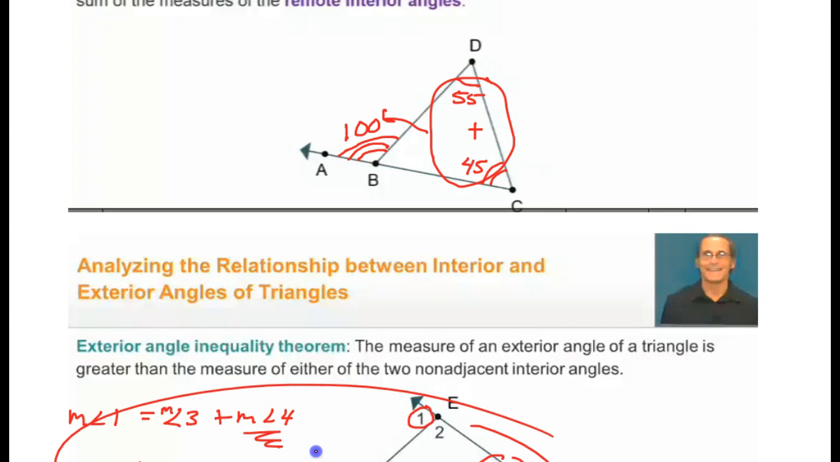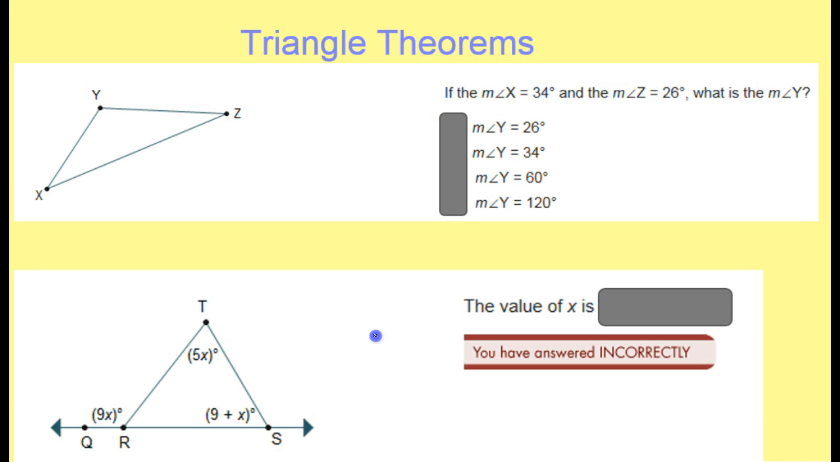Alright, now armed with those theorems, we'll refer back to them. Let's see if we can answer some questions. Okay, if the measure of angle X is 34 degrees, so this is 34 degrees, and the measure of angle Z is 26 degrees, so that's 26 degrees. What is the measure of angle Y? Let's just call it Y for now.